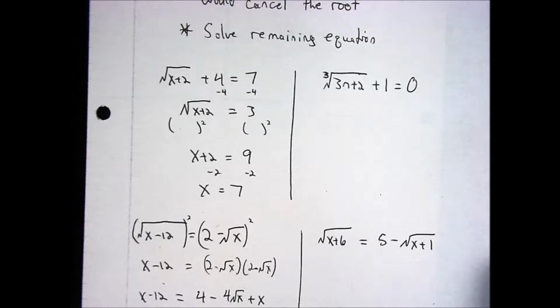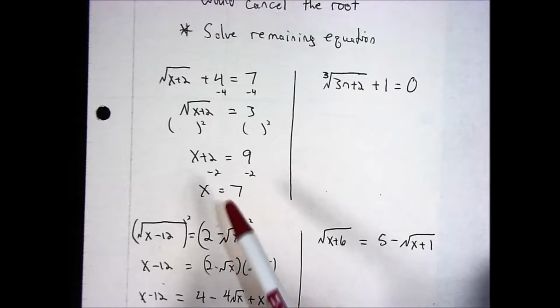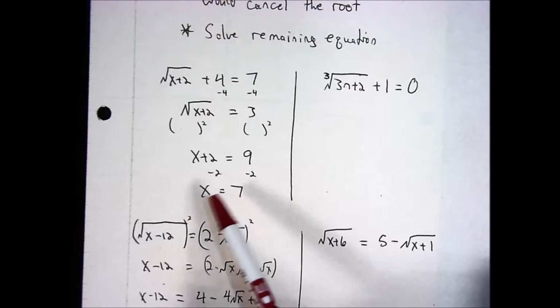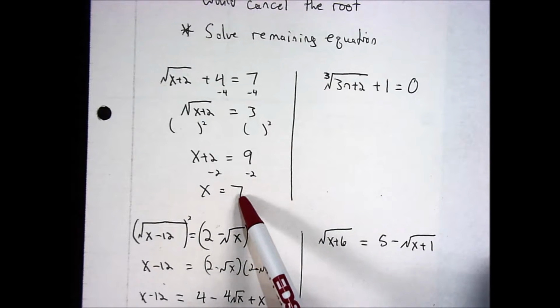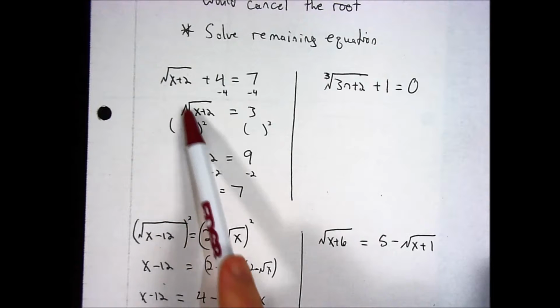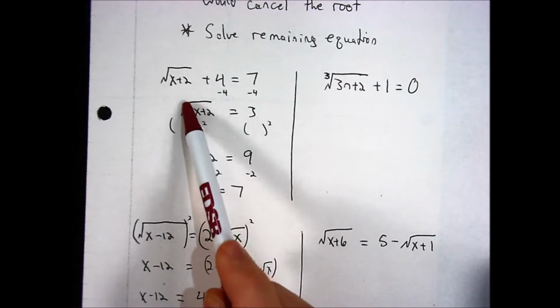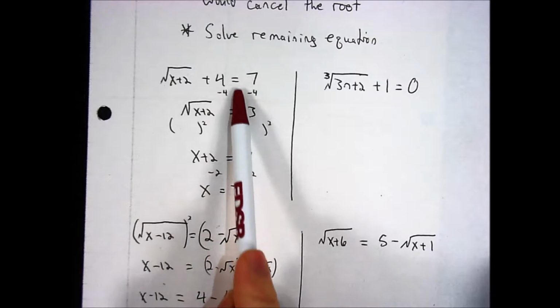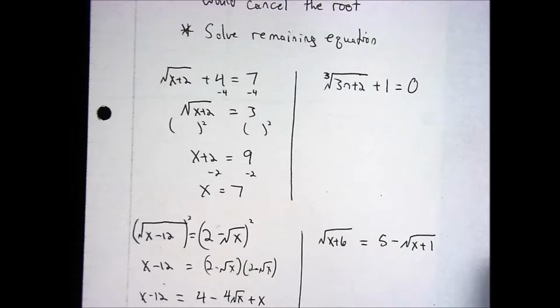Alright, always double check your answers with these when we're doing square roots and squares. Sometimes we get answers that don't end up working back in our original equation. So test this out: 7 plus 2 is 9. Square root of 9 is 3. 3 plus 4 is 7. Good to go. If you want to try the cube root one over on the right, go ahead and hit pause and start working on that.